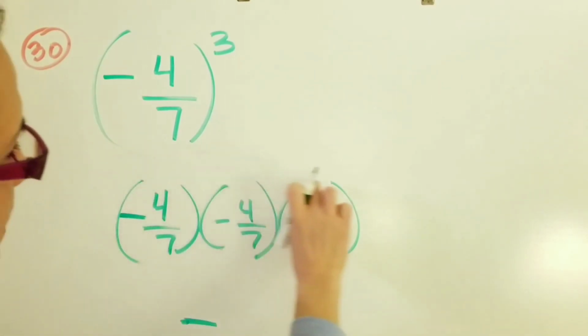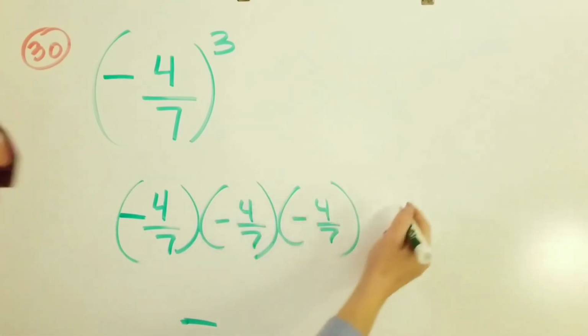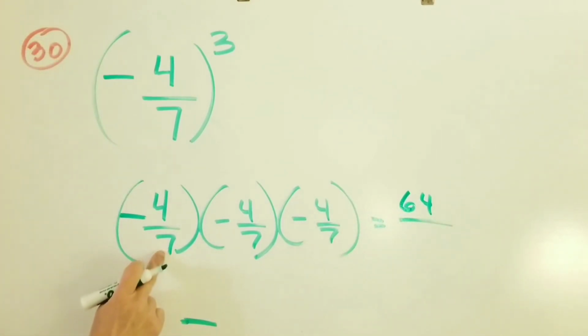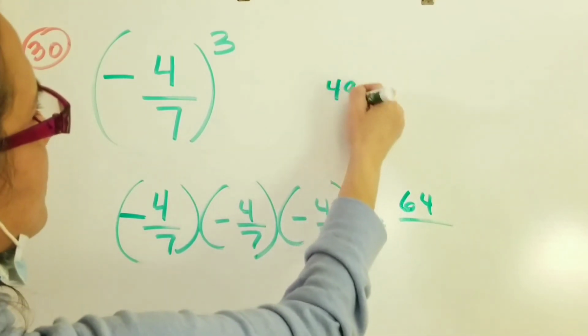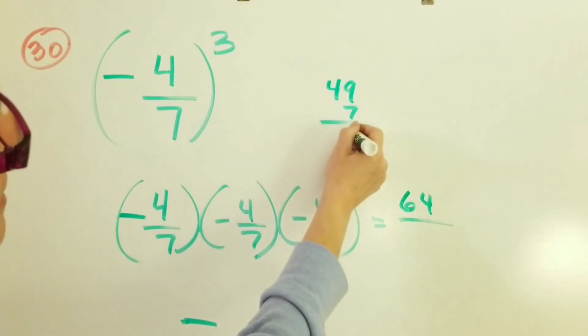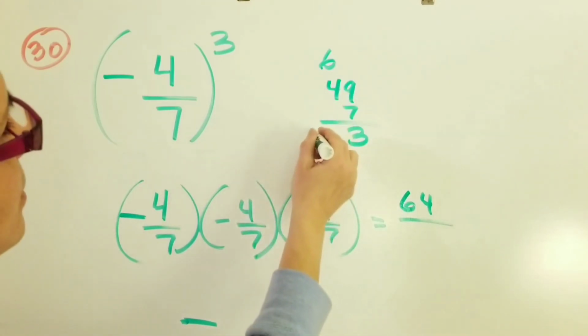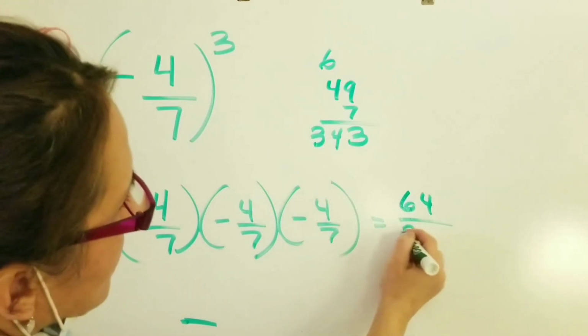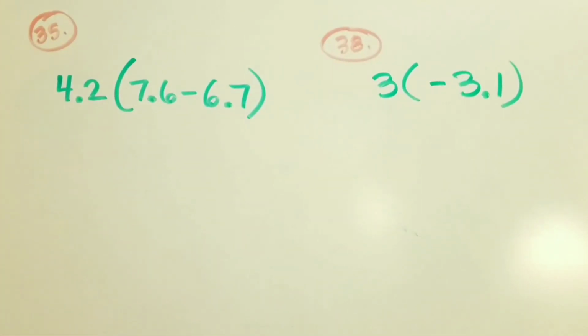So you are going to multiply all the numerators together. 4 times 4 is 16. 16 times 4 is 64. And you're going to multiply the denominators together. 7 times 7 is 49. And 49 times 7 is, I don't know it off the top of my head. 9 times 7 is 63. And 7 times 4 is 28. Plus 6 is 34. So we get 343 in our denominator spot. And remember, our answer is going to be negative. So negative 64 343rds as our answer.